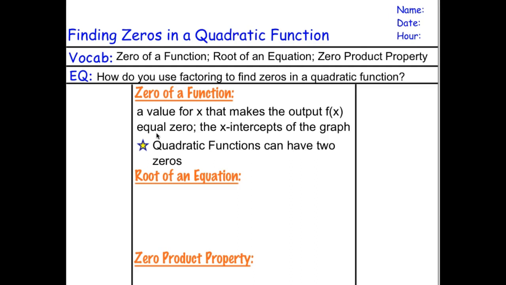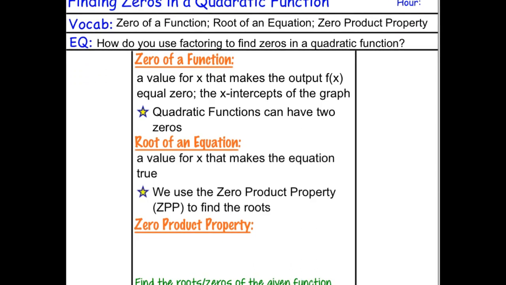We're not going to be dealing with the none situation right now. We'll talk about that in Unit 7. And you can have one, which we will sometimes see. We'll talk about what that looks like. So then we have root of an equation, which states a value for x that makes the equation true. We use the zero product property, or ZPP, to find the roots.